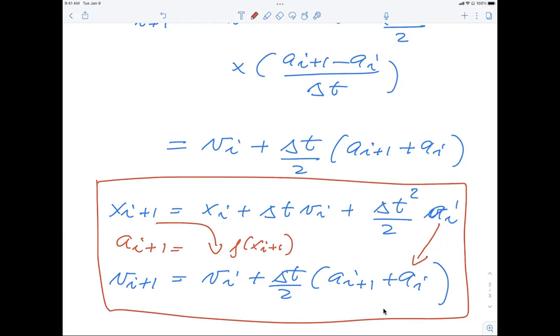So if you're dealing with a gravitational force, you would need to calculate the acceleration again with a new position before you can update the velocity. So you cannot calculate the velocity first. You have to calculate the position first, and then you do the velocity.